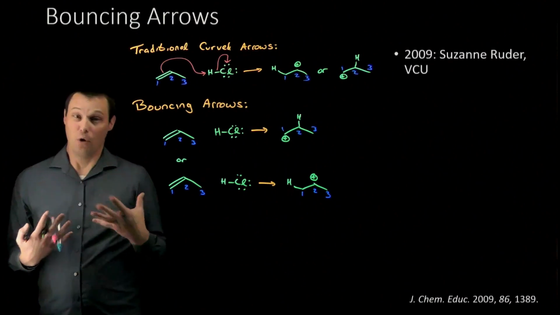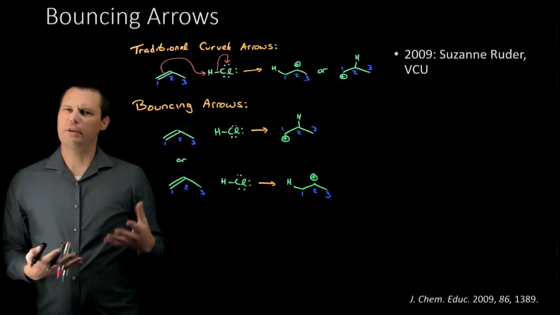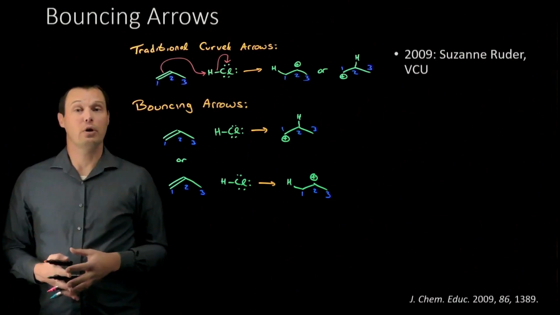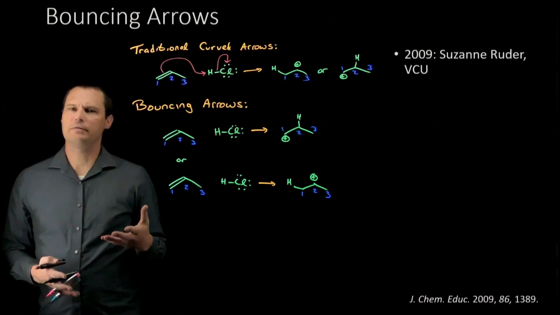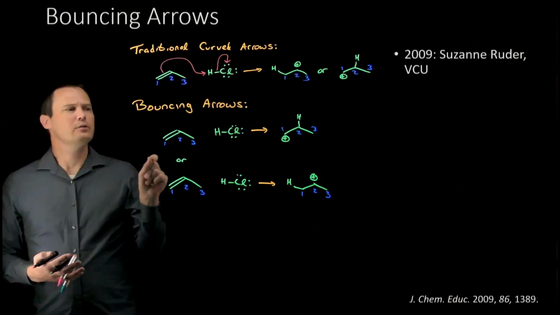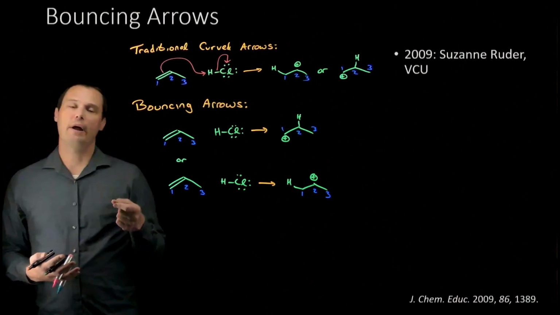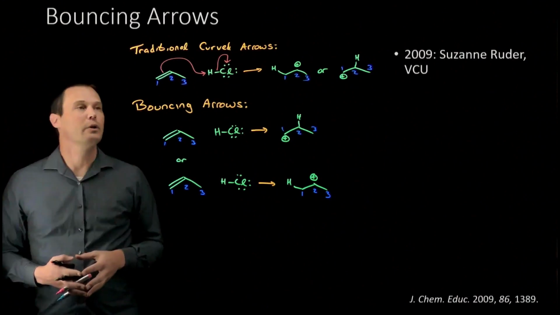I think it's better. Hopefully you think it's better. If you do, talk to your instructor about it. If they don't agree that bouncing arrows are an acceptable way to draw curved arrows, maybe send them a link to this video. Have them watch this video. If you're an instructor watching it, hi, thanks for joining us. Here's the reason why I think bouncing arrows are less ambiguous, more practical, and better suited for organic chemistry.